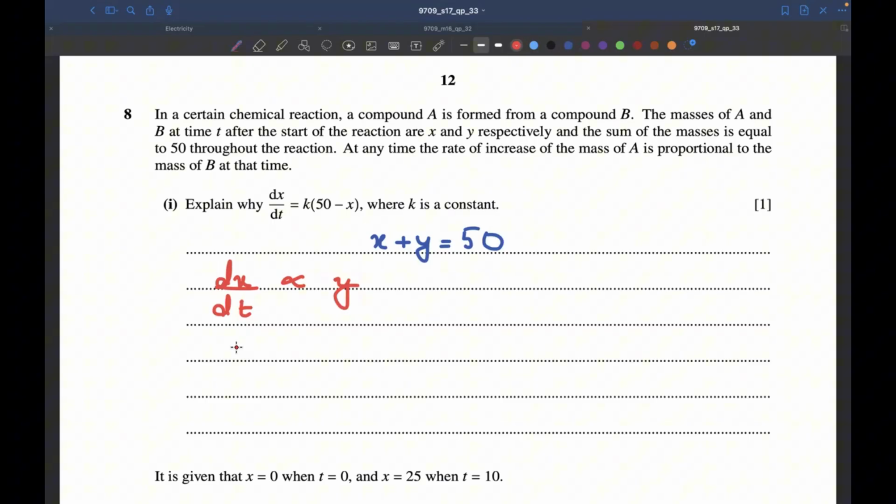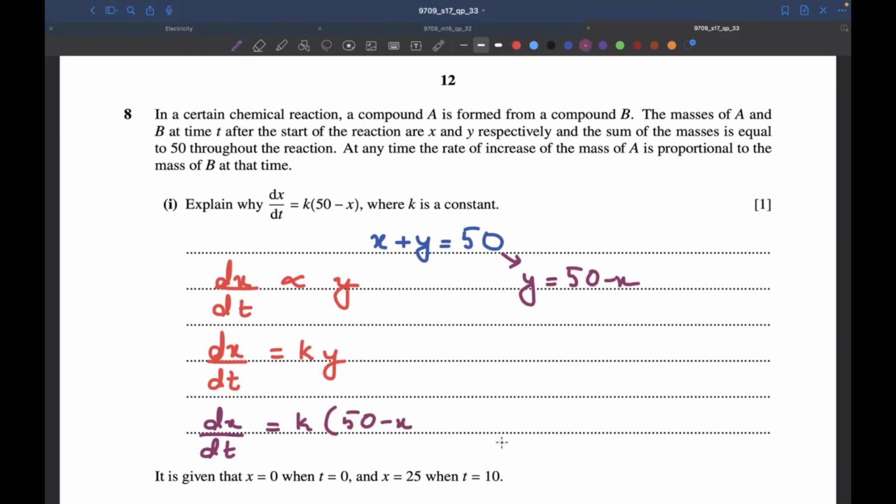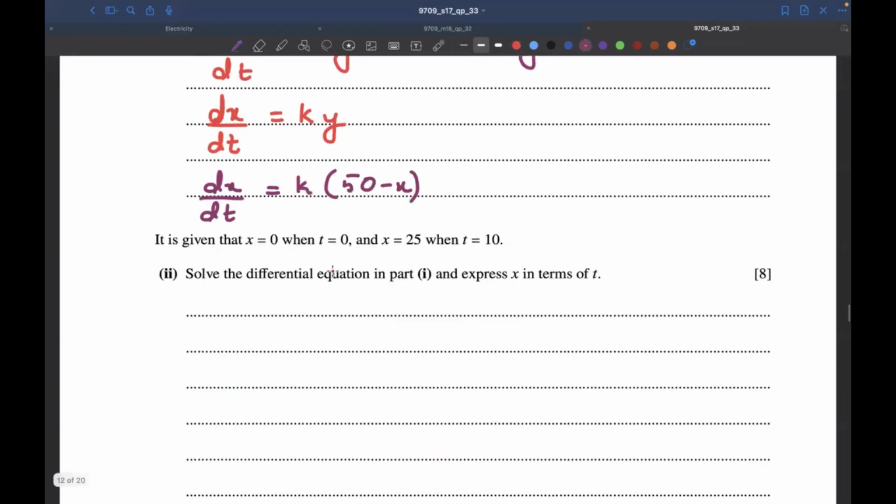So we can write this as dx upon dt is equals to ky. And as we have to give it in terms of x, we know from our first equation that y equals to 50 minus x. So in place of y, now we can write dx by dt is equals to k into 50 minus x. In part 2, it says we have to solve the differential equation, and we have been given some values of x and t.